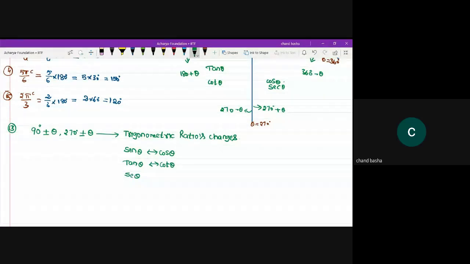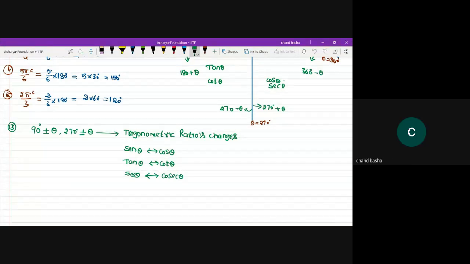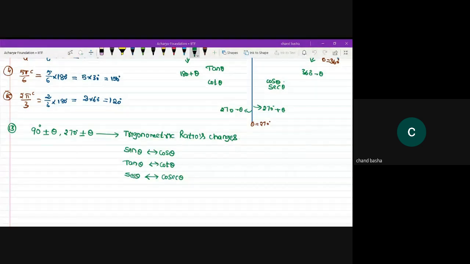Sec theta changes to cosec theta. Yesterday I discussed the same thing. You can listen to the class we discussed yesterday. I took even 10 minutes for discussion of this concept. Once again you have to listen carefully. Still, if you have any doubt, I'll try to discuss it in the next class.